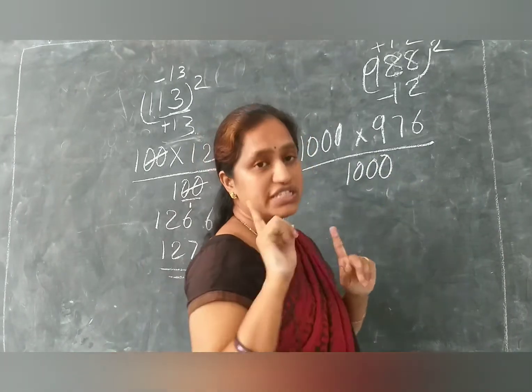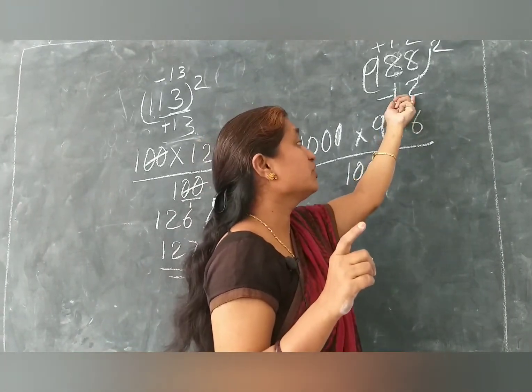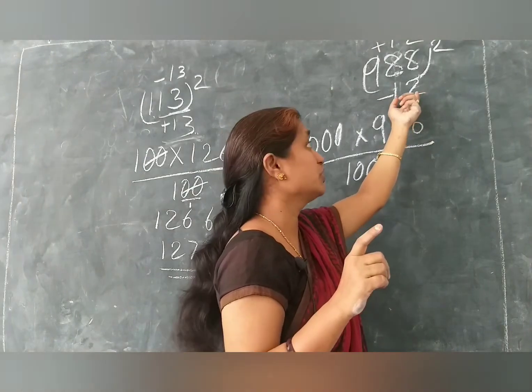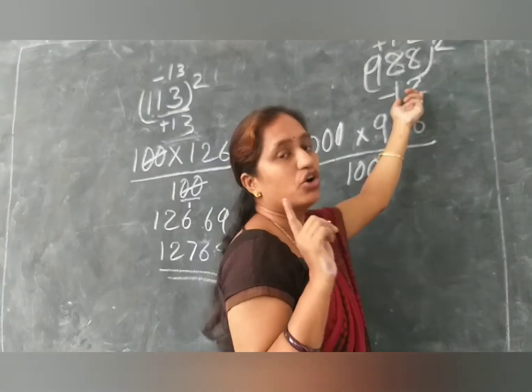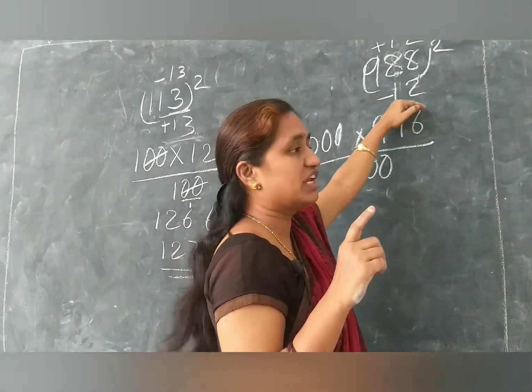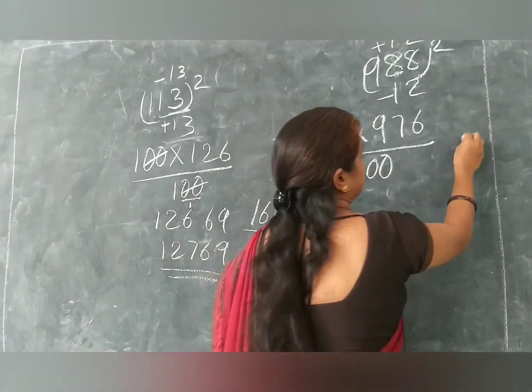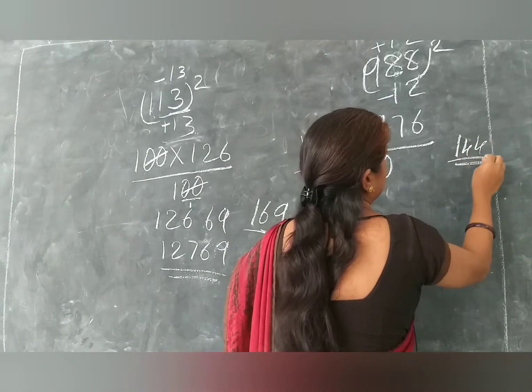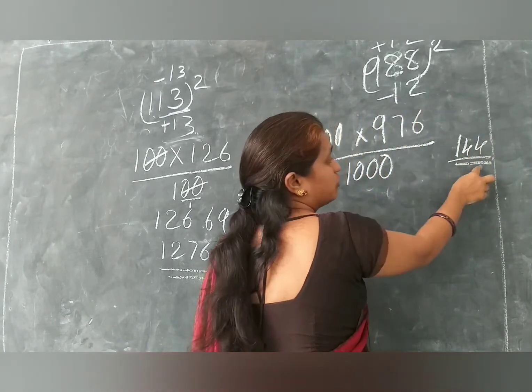Okay. Then what is the next step? Take the square of this number which we are adding or subtracting. Now take the square of 12. What is the square of 12? 144. Now keep it aside. 144. This is your number. Square of 144. Keep it aside.